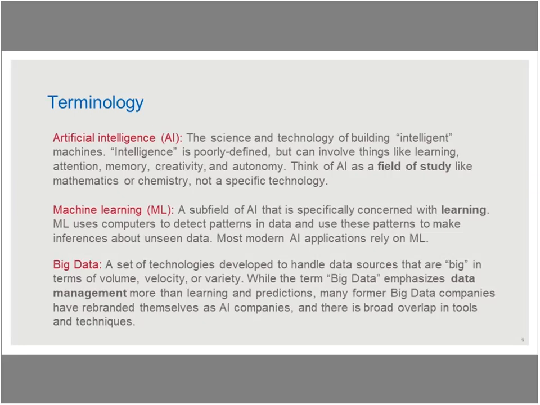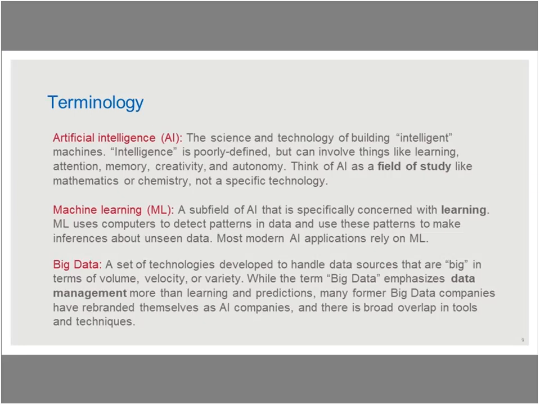So here are these more nuanced definitions I promised you. I often see AI defined as the science and technology of building intelligent machines. And one difficulty with this definition is that we don't have a good definition of intelligence. It's a really hard thing to grasp, but in general, we think of it as involving things like learning, attention, memory, creativity, and autonomy. So at this point, the best way to think of AI is as a field of study like mathematics or chemistry, and not as a specific technology.